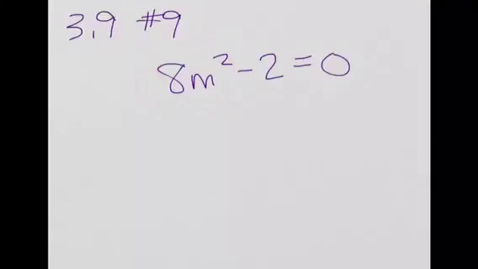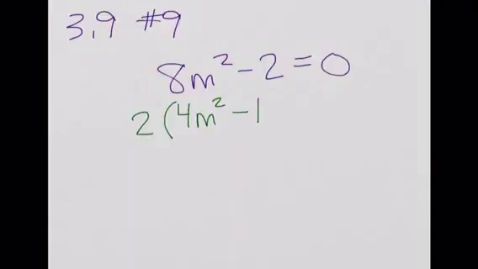So what I'm going to do is make sure it's set equal to 0, which it is. The next thing I want to do is pull out the GCF so I can work with some smaller numbers. So they share a 2, and 8 divided by 2 is 4 m squared, minus, well, 2 divided by 2 is 1.